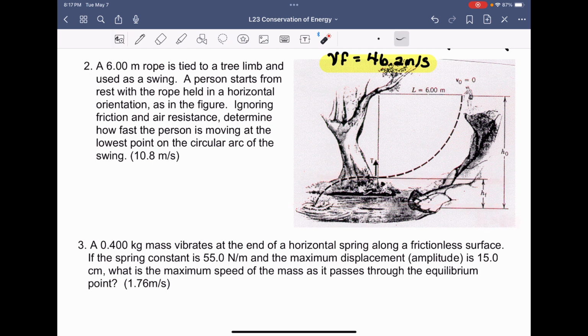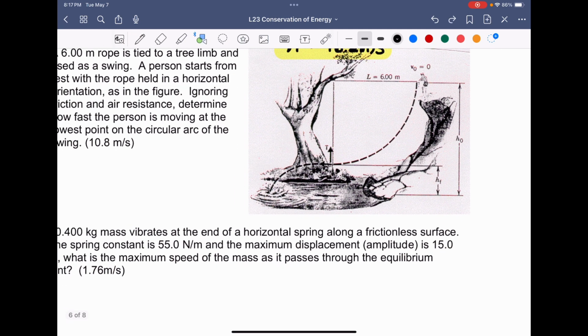So to force this problem to be nice for us and eliminate some of this confusion, what we're actually going to do is make it so that at the very bottom, right before this person releases, we're just going to make that h equals 0. This is going to help us simplify this a ton. So h equals 0 meters.